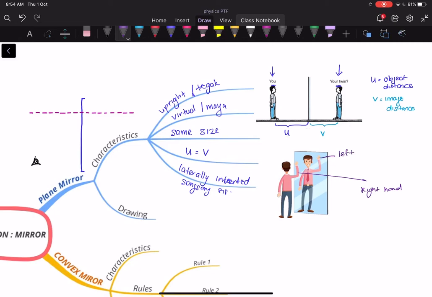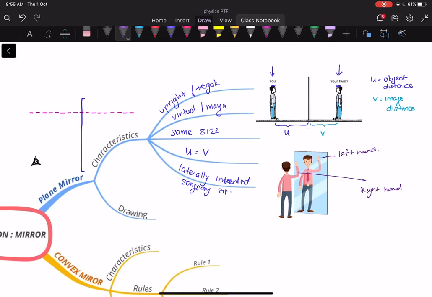So that is what is meant by laterally inverted, or songsang sisi. So these are the five characteristics, yeah, these are the five characteristics that are formed based on a plane mirror. Now, let's move to a drawing.